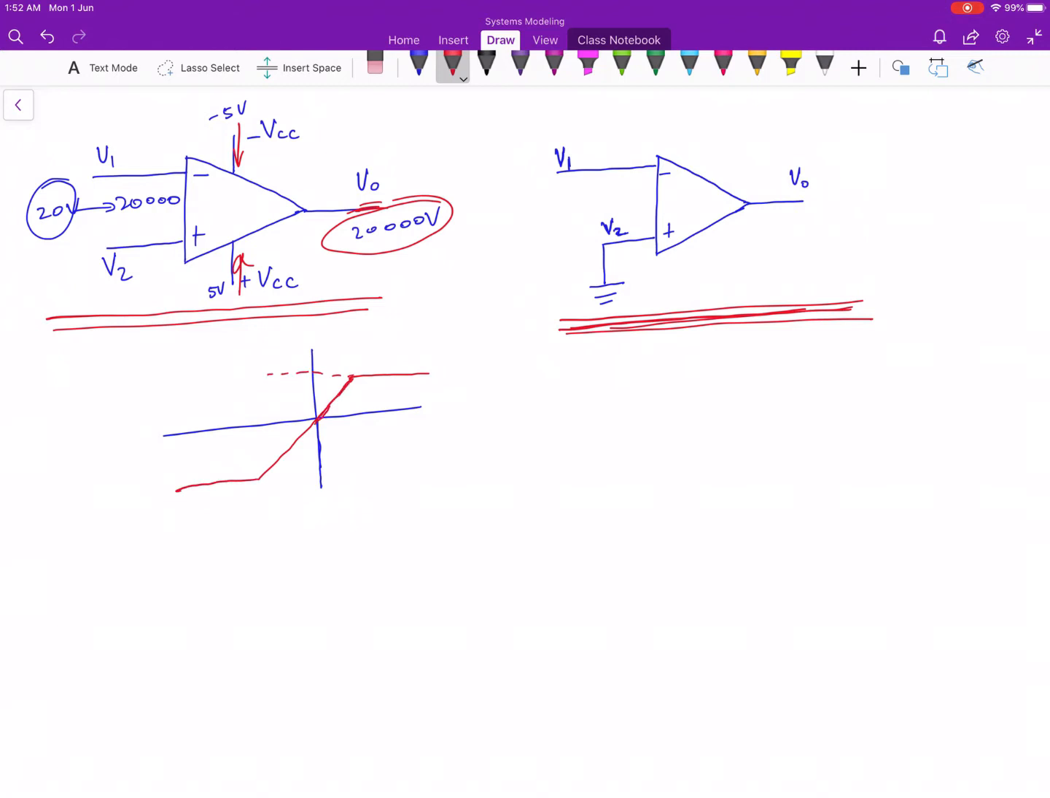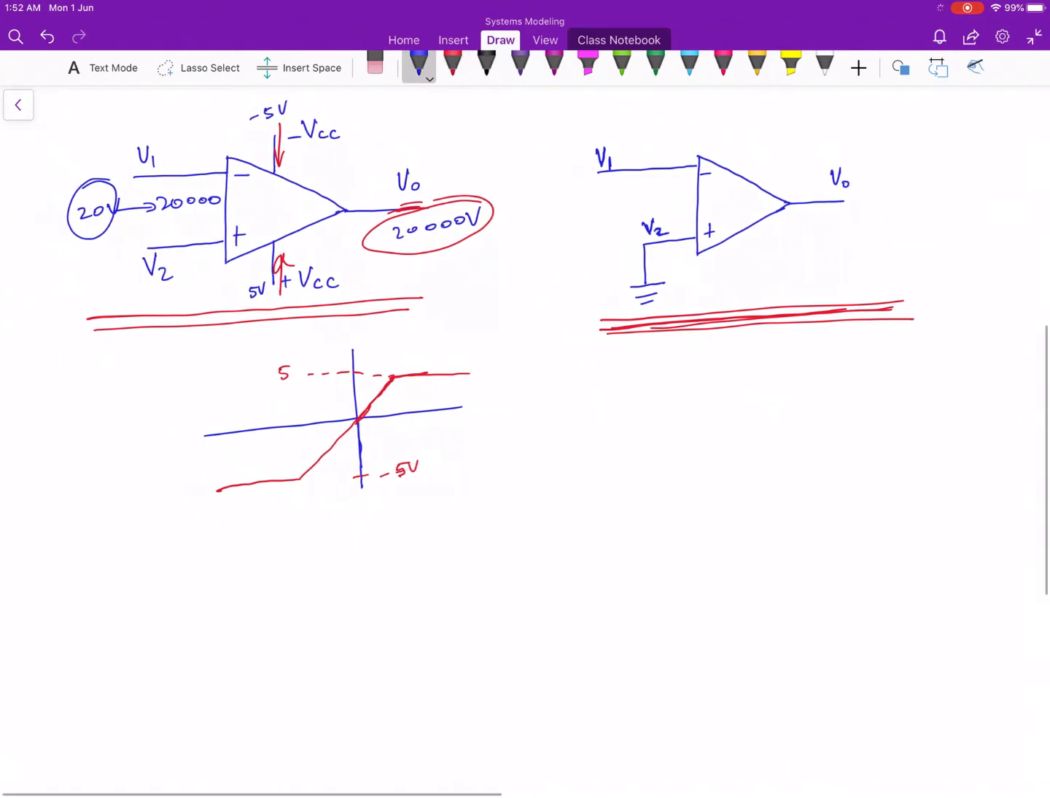By the time you reach around 5, you get cut off there. And this will be your 5 volt. And here you're going to have your minus 5 volt. So we can say, in a nutshell, that your V0 is between plus VCC and minus VCC.